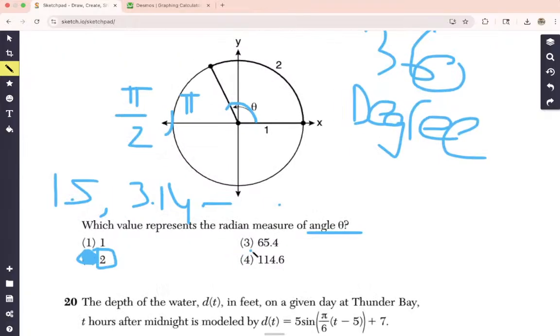They're trying to trick us here because they want us to read the question improperly. This says radians, but if you thought it said degree measure, you might have thought, oh, this is an obtuse angle, so it has to be number 4 as our answer. But you have to be careful. You always have to look at what the question is asking you.